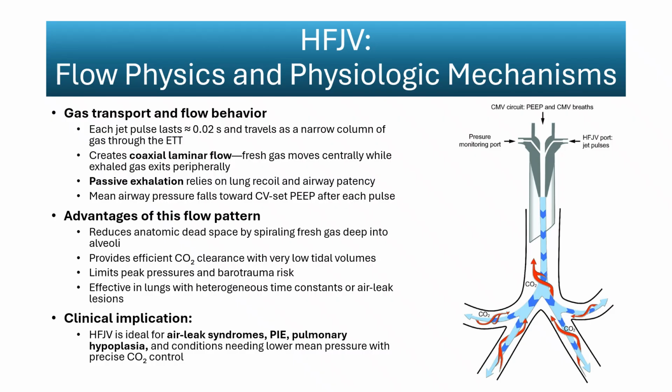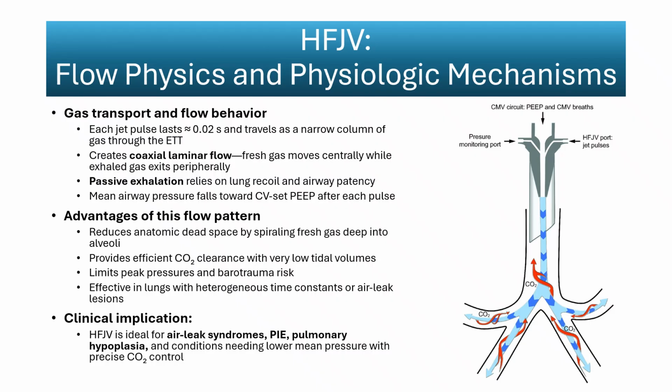The distance that each jet pulse travels and the degree of gas mixing depend on airway resistance, lung compliance, and pulse energy. In compliant lungs, gas penetration is deep and uniform. In stiff or fluid-filled lungs, penetration shortens, and a larger driving pressure or slower rate may be required to maintain clearance. The jet's coaxial flow pattern bypasses much of the anatomic dead space, which explains why ventilation remains effective despite extremely small tidal volumes. The combination of rapid flow, passive exhalation, and low mean pressure gives jet ventilation its defining physiologic advantage: precise control of ventilation with reduced risk of overdistension.